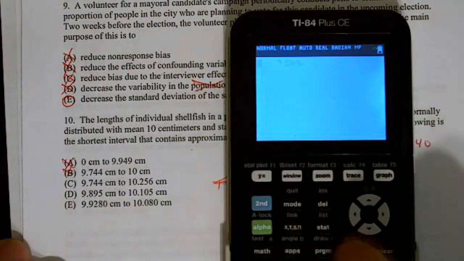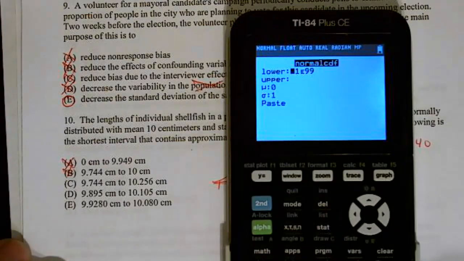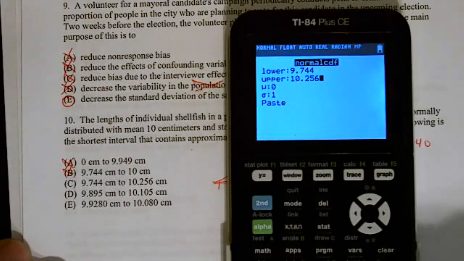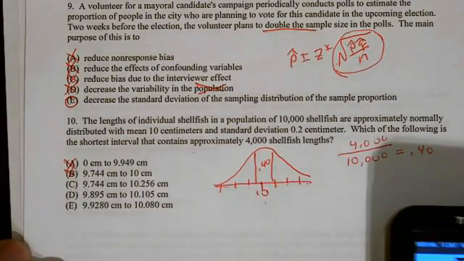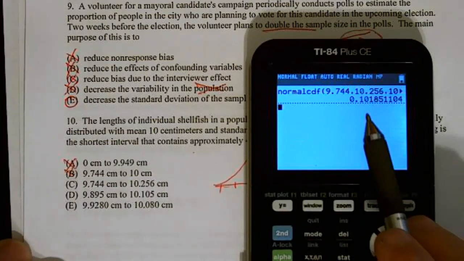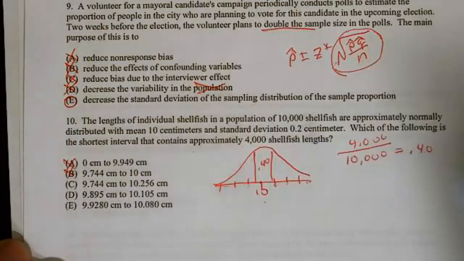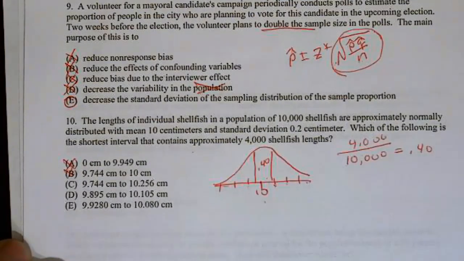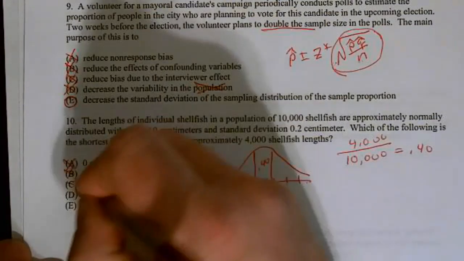Now I'm going to go second vars, normalcdf, and I need lower 9.744, upper 10.256. And in this case, mean of 10, standard deviation of 2. And I get about 0.101. Well, that means that area right there is 0.101. That's not big enough. So it doesn't look like that's going to work.